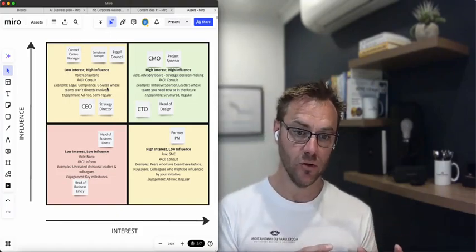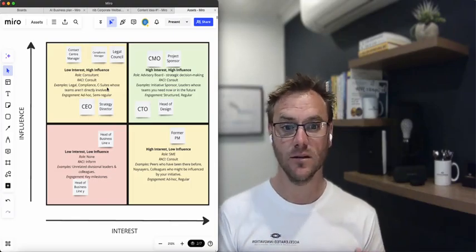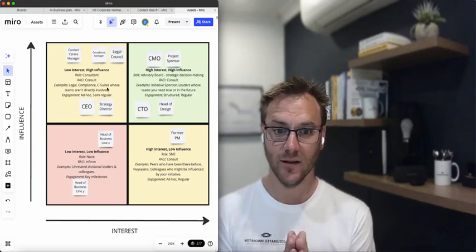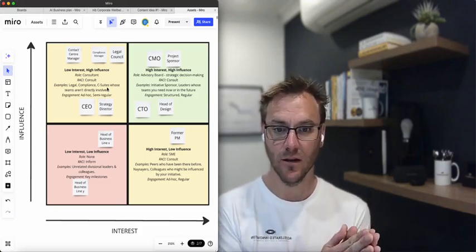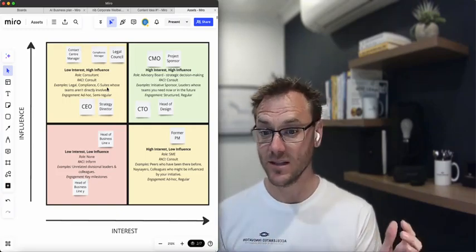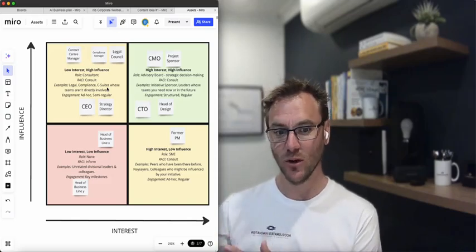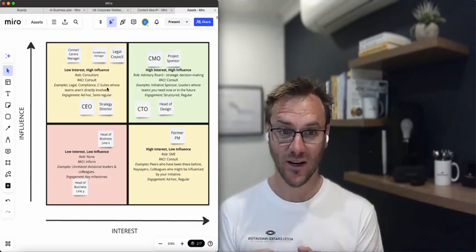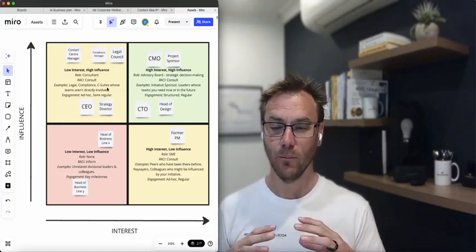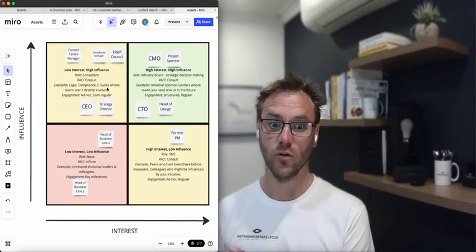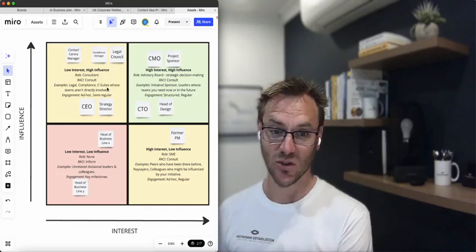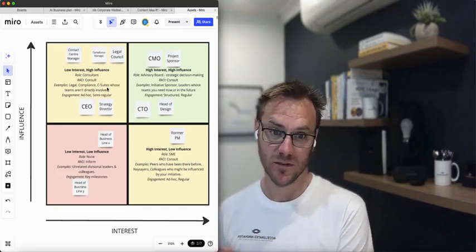Then in the bottom right quadrant, we've got high interest, low influence. These people are very, very important and they need to be treated again as SMEs. So these are people that have passion. They could be influential in the business, maybe not necessarily influential in your project, but these are the people who can actually really determine the success or failure of your venture. Because if you don't treat them with the respect that they feel they deserve, they can bring this thing potentially crashing down if they are influential across the business.